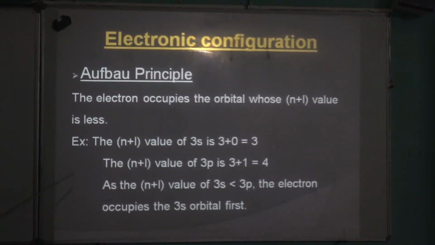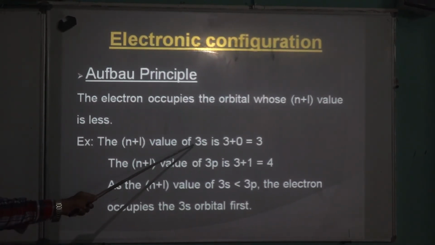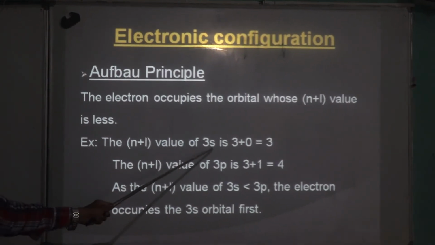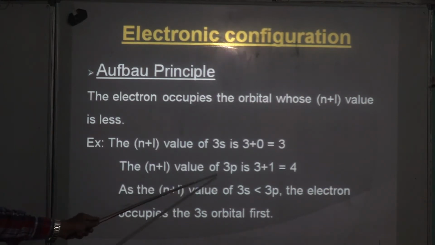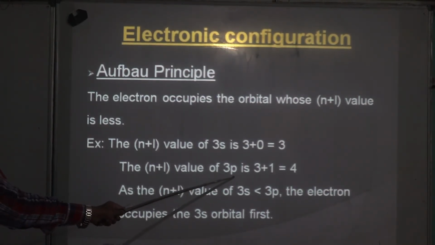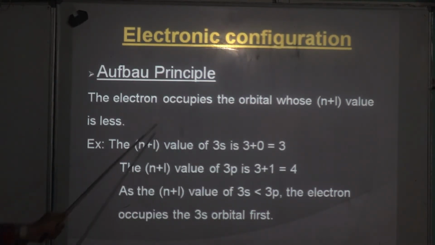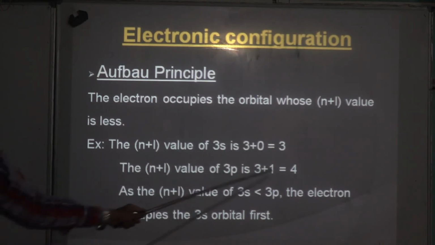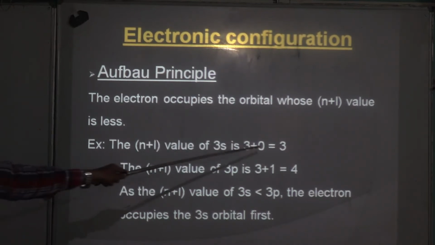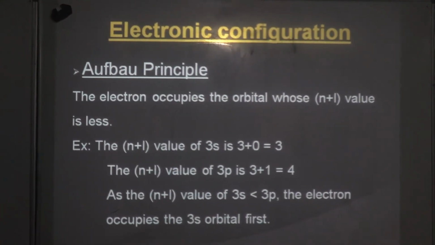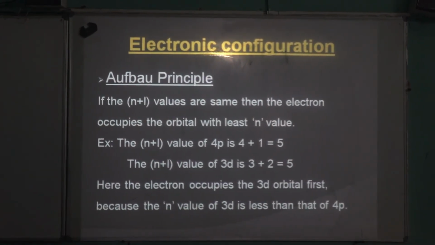What is the n plus l value? For example, consider the 3s orbital. For 3s, n is 3, and as this is an s orbital, l is 0. So 3 plus 0 is 3. Come to the 3p orbital. The n value is 3, and as it is a p orbital, the l value is 1. So 3 plus 1 is 4. If you compare these two, the n plus l value of 3s is 3 and of 3p is 4. Which is less? Obviously, 3s is less than 3p. So automatically our electron enters the 3s first, then enters the 3p.